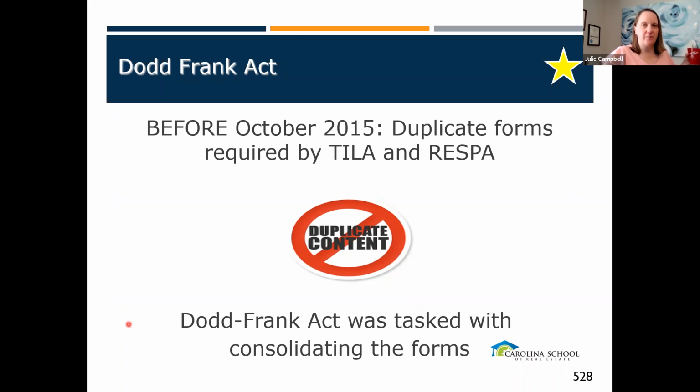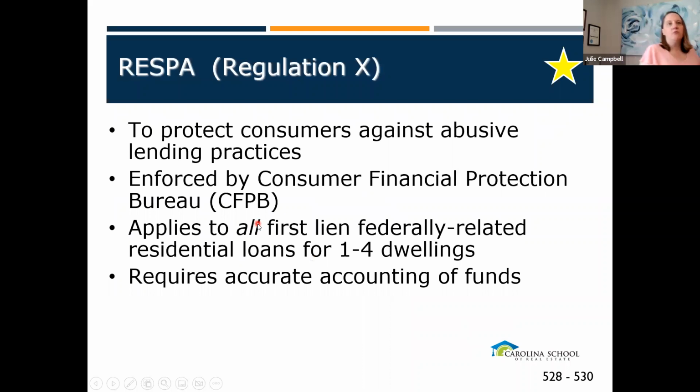Way too easy to ask you about TILA. A lot more fun to ask you about regulation Z. So if TILA is also known as regulation Z, RESPA is also known as regulation X. TILA is regulation Z. RESPA is regulation X. These look like great candidates for flashcards, if you ask me. TILA is Z, RESPA is X.